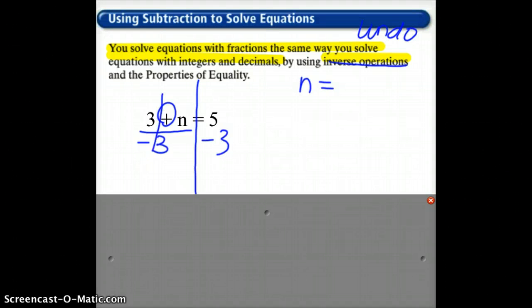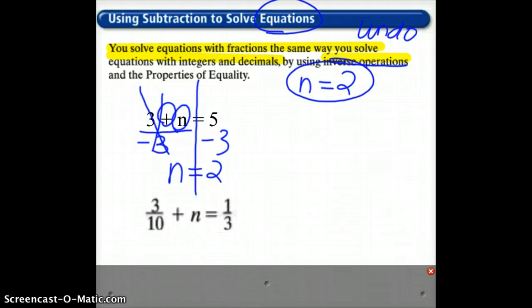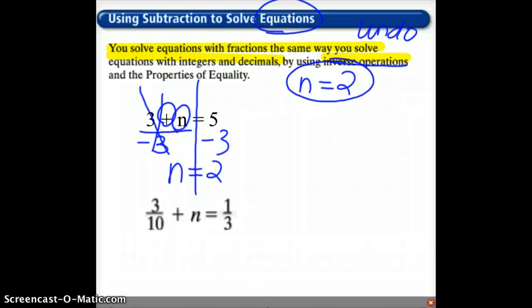So my 3's are going to cancel. I'm left with just my n. 5 minus 3 on the other side is going to leave me with 2. n equals 2. That is solving an equation using subtraction. Now, in our lesson today, it's the same thing, still an equation, still needing to add or subtract to undo an operation. However, we have fractions.